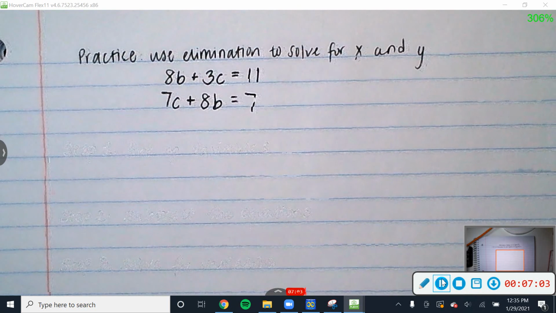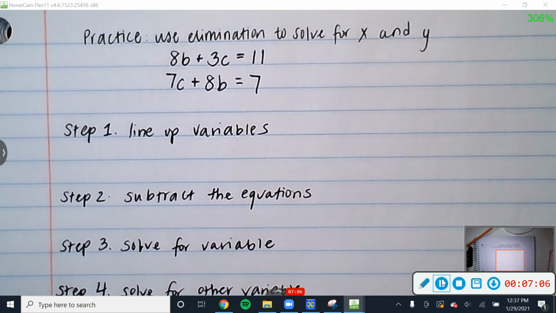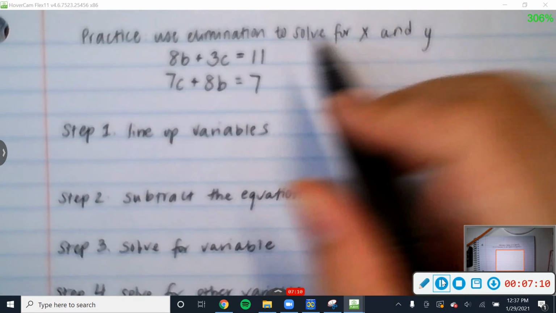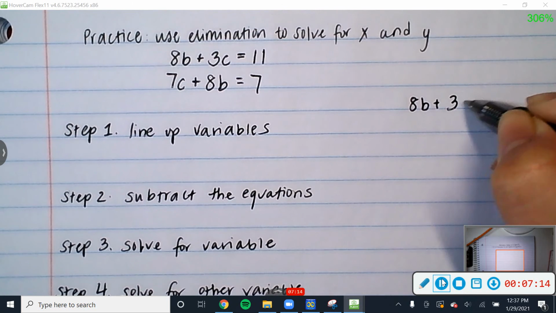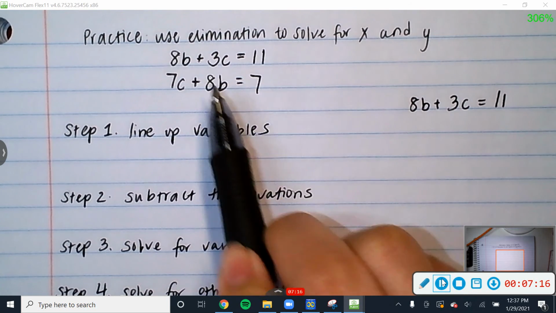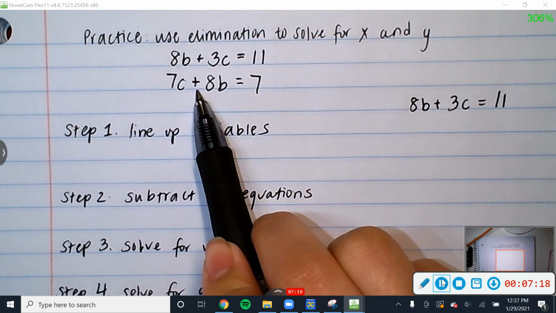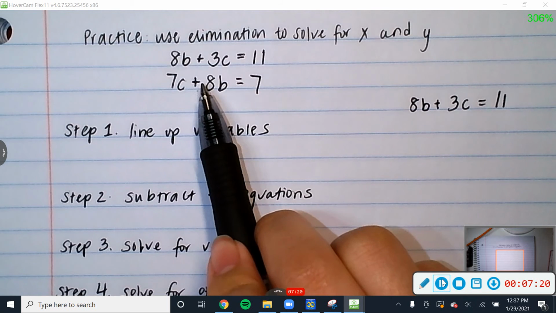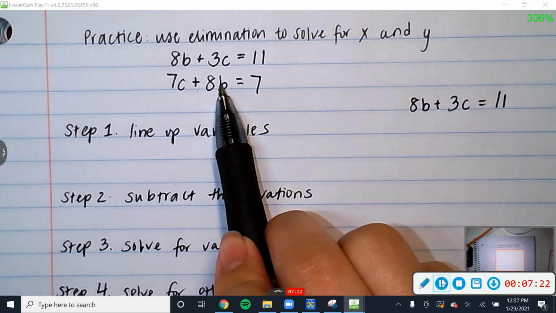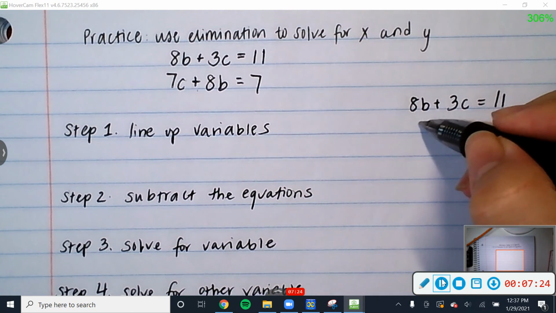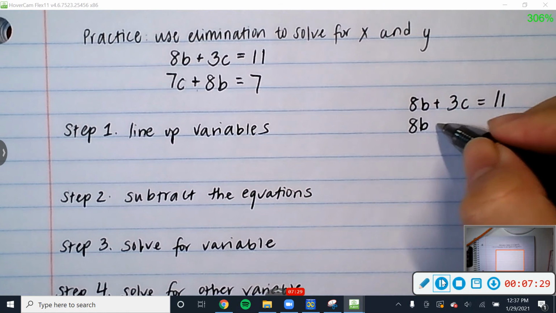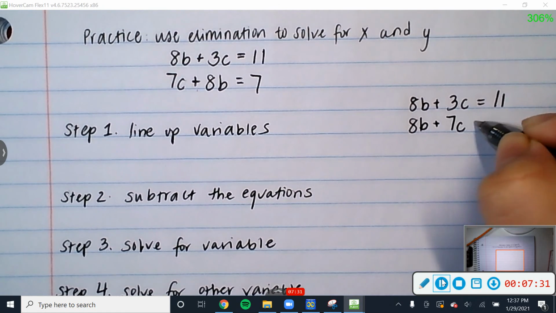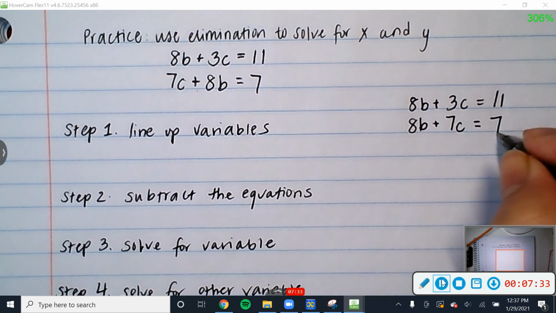So I'm going to show you now how we would solve this equation. First step is to line up the variables. So I'm going to write down the first one, keep that the same. So 8b plus 3c equals 11. Now the second one, I'm going to move stuff around so that the variables are lined up. So I want the b's to be lined up, so I'm going to put 8b right here. And then 7c will go after that so that I line up the c's. And 7 will stay the same.